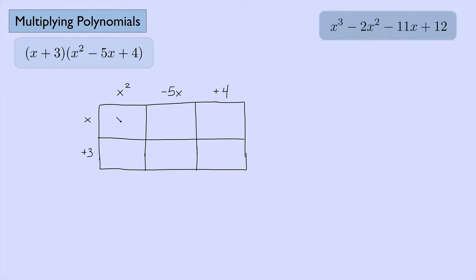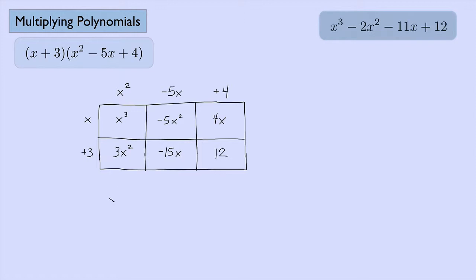So x and x squared would give me x cubed in this box. This box would be the 3 and the x squared. And here I have a minus 5x and an x, that's a negative 5x squared. Here I have a 4 and an x, that's 4x. Then I have a negative 5x and a 3, that's negative 15x. And here I have a 12. Okay, now I can add them up.